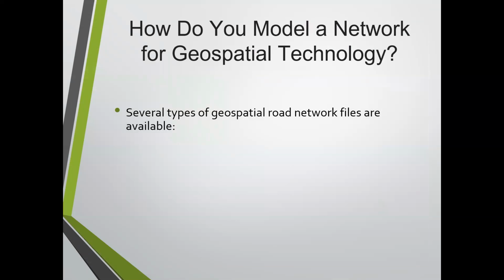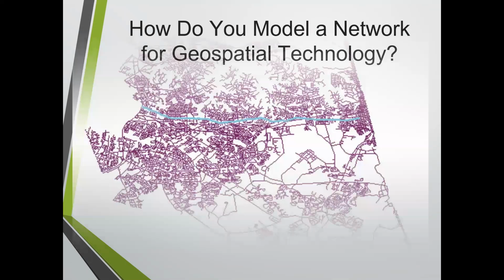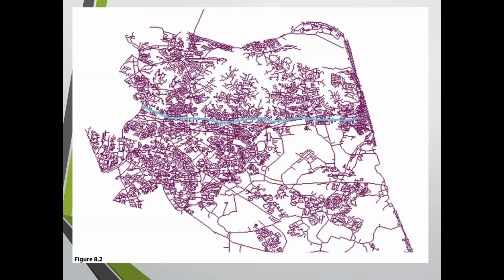Okay, so there are lots of different geospatial network files that are available, and a lot of these are federal government based, and a lot of them are free. In fact, what we were looking at is what's called a TIGER file, and this comes from the Census Bureau. The Census Bureau has been developing these, I think, going back to the 80s. And all of this stuff is free.